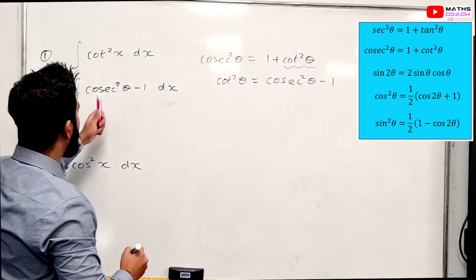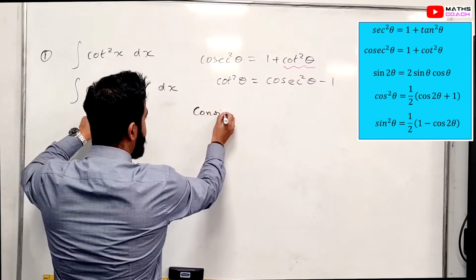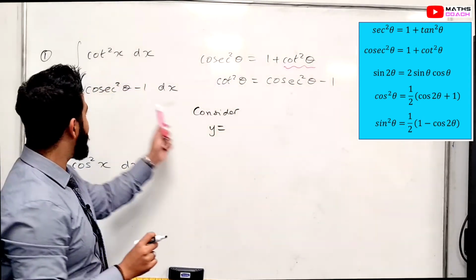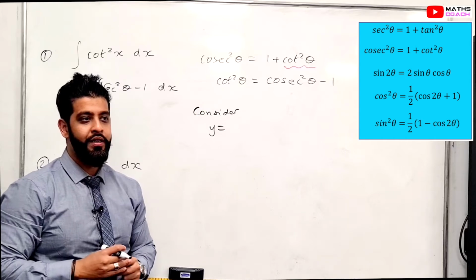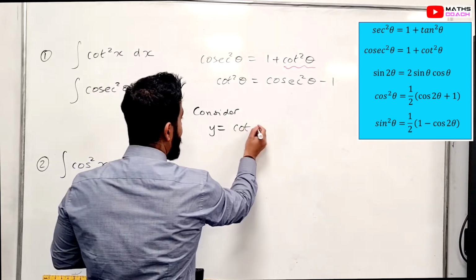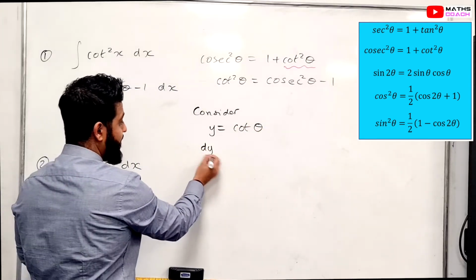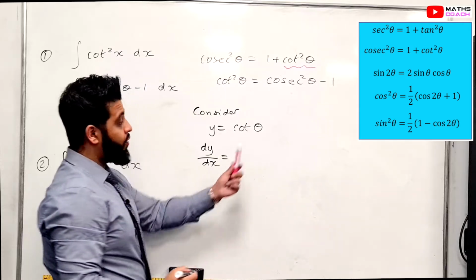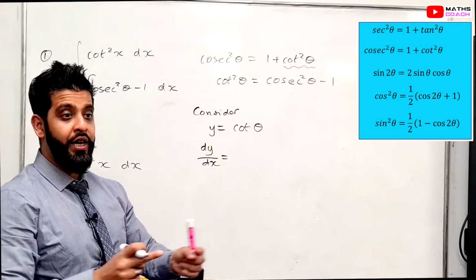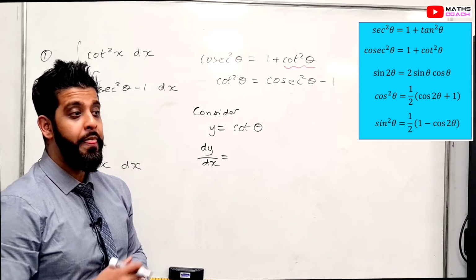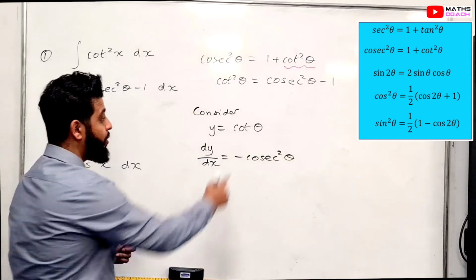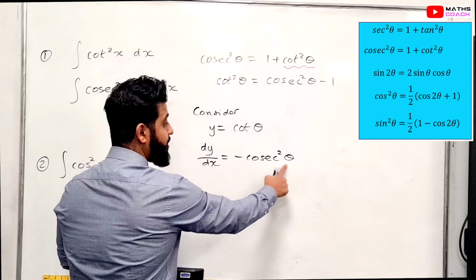And if we were to consider, what differentiates to give us cosec squared? Well, if we were to look at cot theta, we saw in the previous lesson that when you differentiate cot, you can look back at that table that you have. What do you get? Minus cosec squared theta. So when we differentiate cot theta, we get minus cosec squared theta.